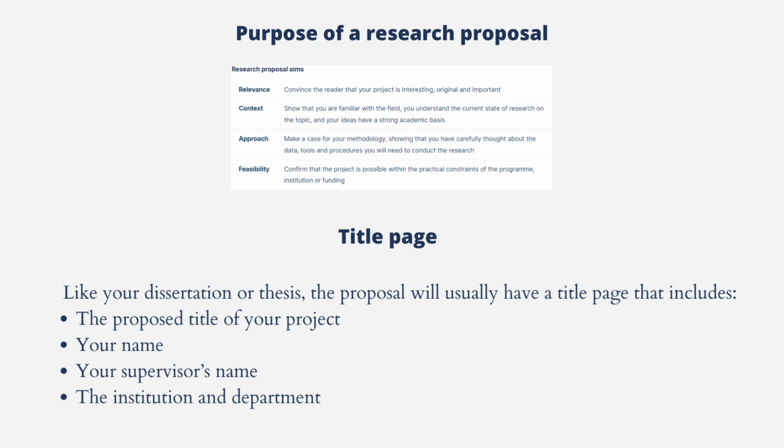Research proposal aims. Relevance. Convince the reader that your project is interesting, original, and important. Context. Show that you are familiar with the field, you understand the current state of research on the topic, and your ideas have a strong academic basis. Approach. Make a case for your methodology, showing that you have carefully thought about the data, tools, and procedures you will need to conduct the research. Feasibility. Confirm that the project is possible within the practical constraints of the program, institution, or funding.